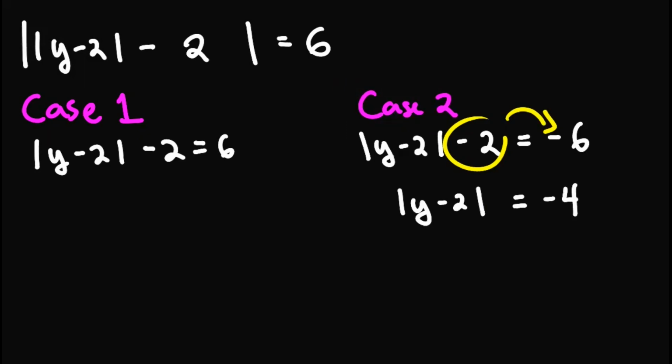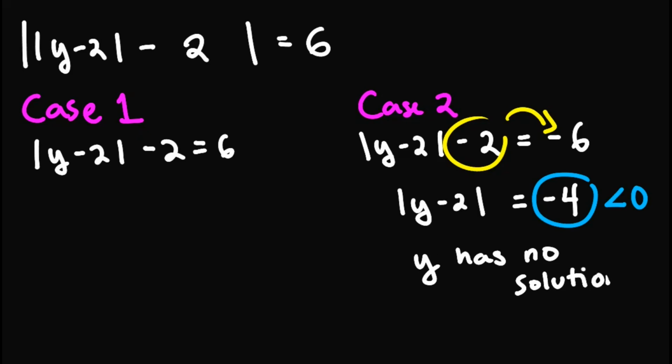And what can you observe? Observe that negative 4 here is less than 0 since it's negative. And remember that when we have this case, y has no solution. So for case 2, we don't really need to do anything anymore since that case is invalid. Again, we can't have a negative output from an absolute value. So, no need for case 2.